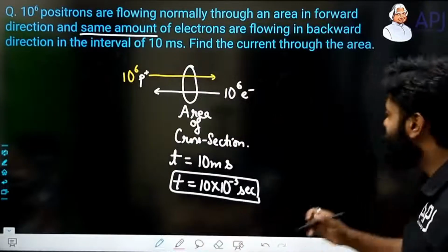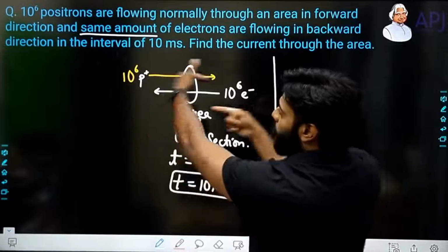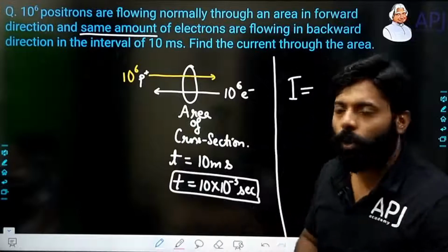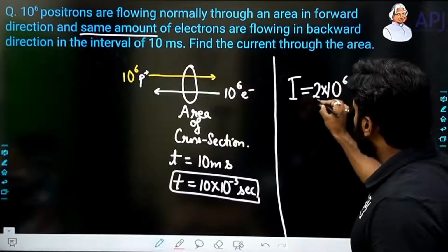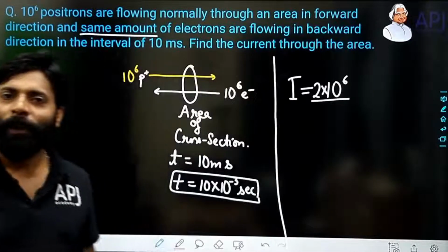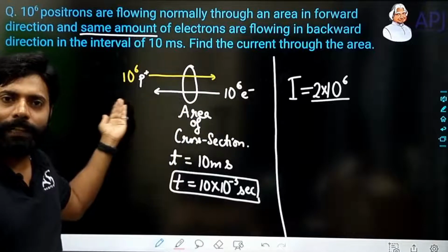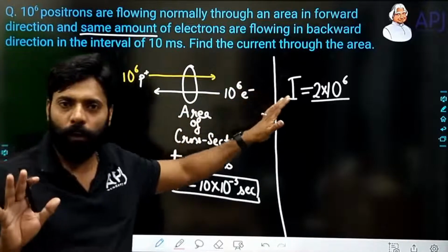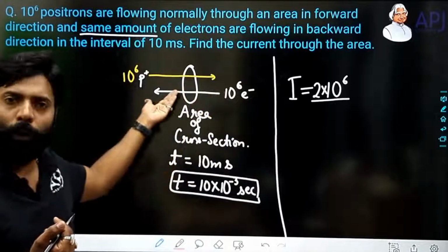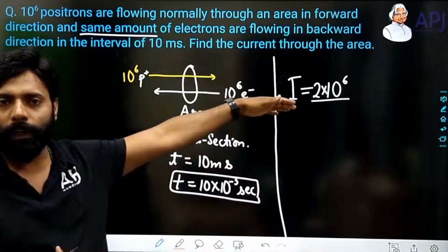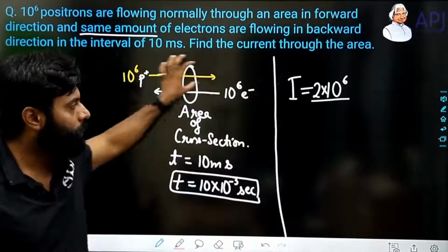This is so easy. How? I know that I equals q net by t, and these are opposite charges flowing in opposite directions. Then I know that these need to be added, right? So I have to do 10 to the power of 6 into 2. These are the only net charges. If an electron is going in this direction, the current will be going in the opposite direction. We already know that we have to take the direction of current opposite to the direction of electrons, and we keep the current direction the same as the positive direction. So this will be the direction of current.